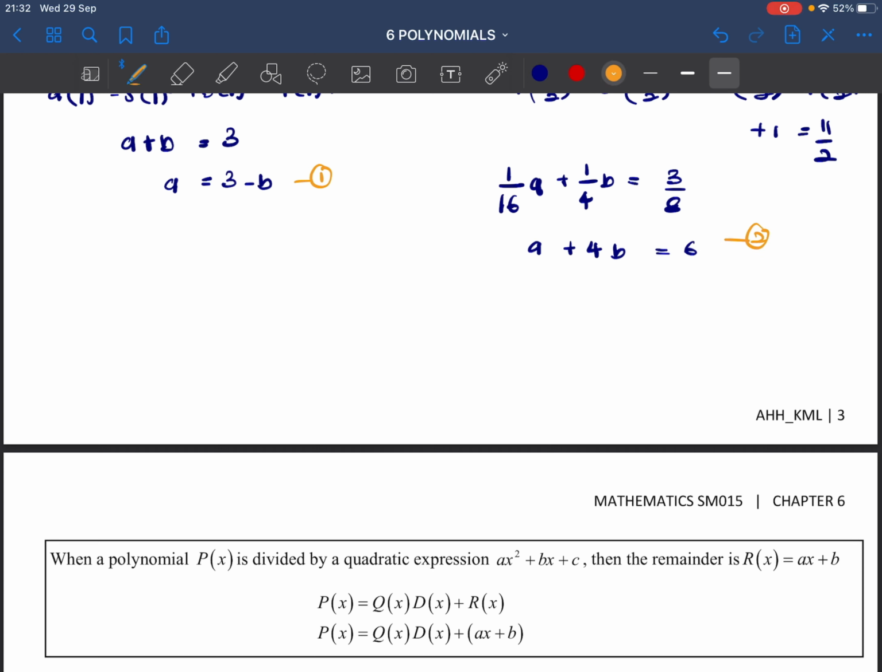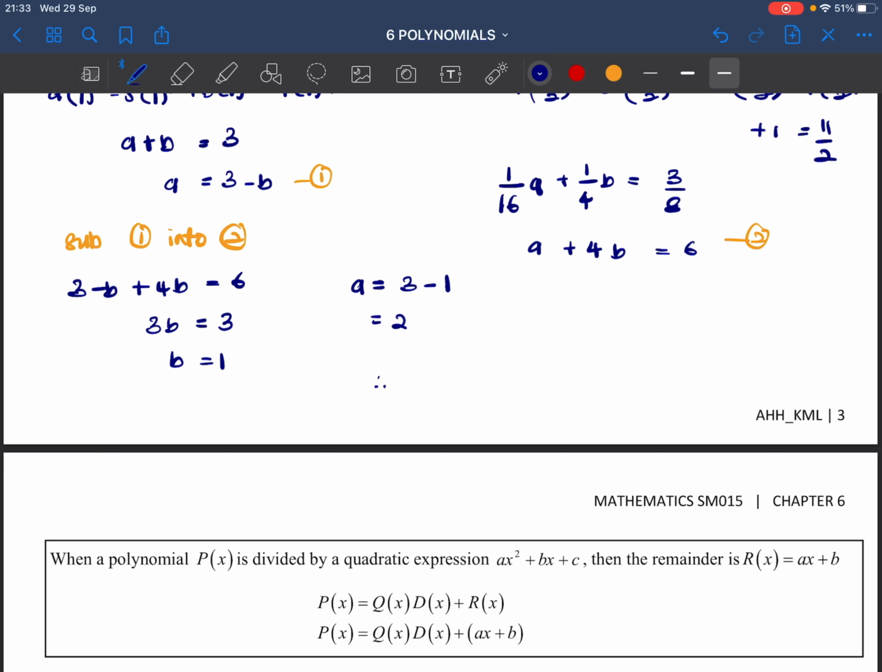Okay, so we can just do simultaneous equations by using substitution. If you want to use elimination, also can, no problem. So now we just substitute equation 1 into 2. So we will have 3 minus B plus 4B equals to 6. Okay, -B plus 4B, we will have 3B equals to 3, B is equal to 1. So we already get our B, and then just substitute into equation 1 back. We will have 3 minus 1 equals to 2. Then we have our answer, A equals to 2 and B equals to 1. Make sure you write your final answer.